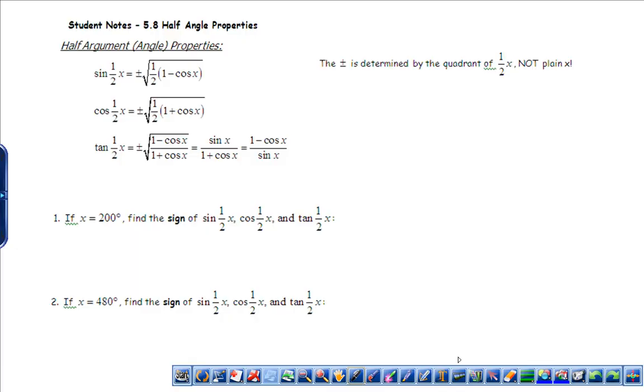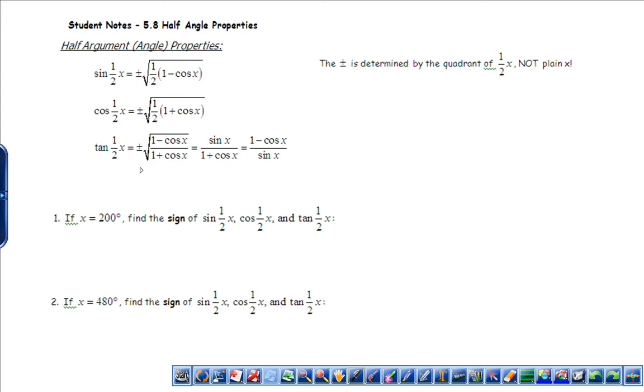This is 5.8, half angle properties. I went ahead and cut and pasted these onto your notes. They are on the back of your formula chart under the double arguments. Okay, I want you to notice that each of these, you only have sine, cosine, and tangent, and each of these has a plus and minus the square root.